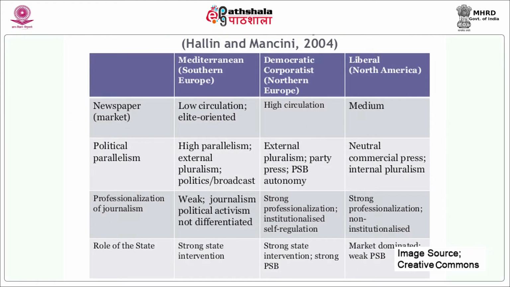Similarly, Hallin and Mancini identified three models. The liberal model found in US, Britain, Canada, Ireland, Australia, and New Zealand.